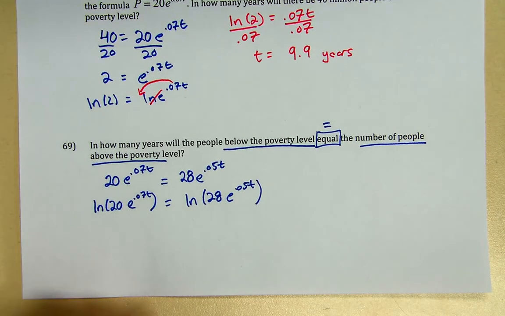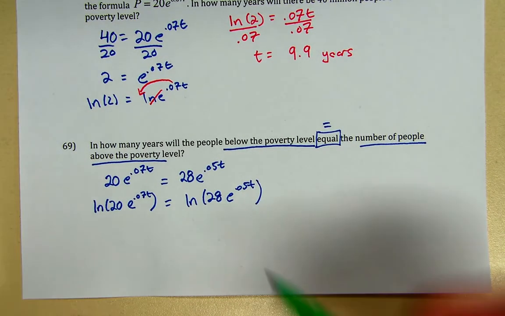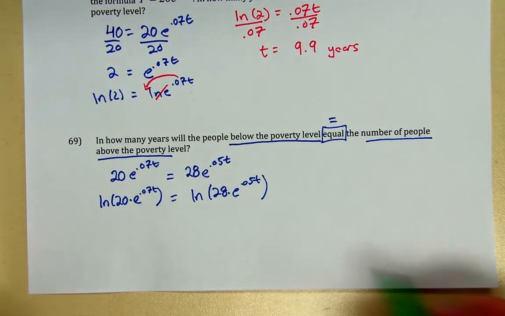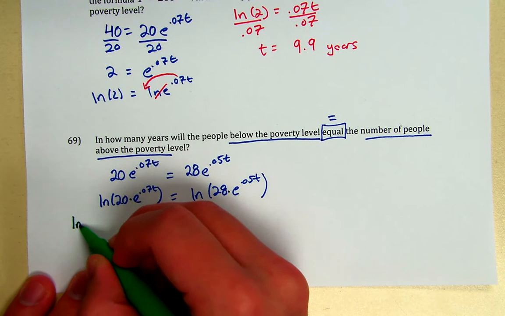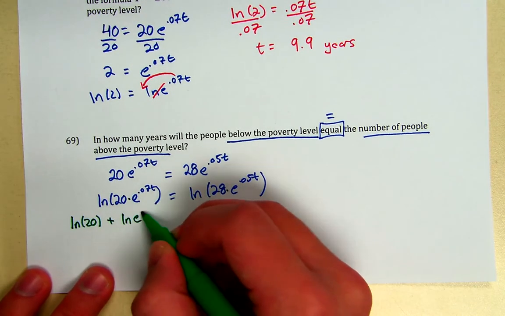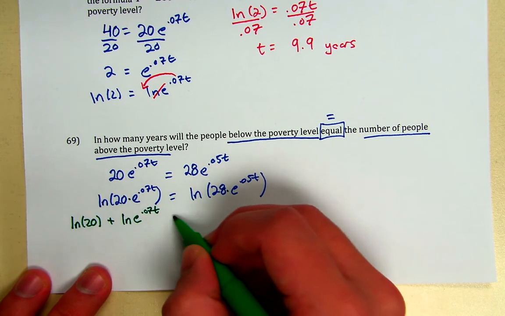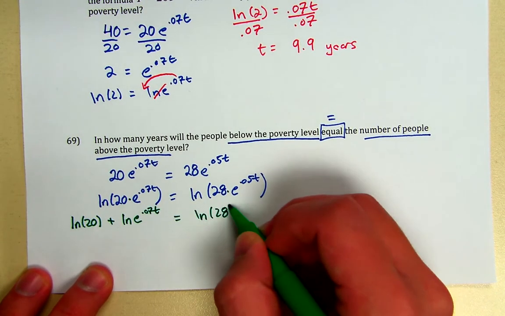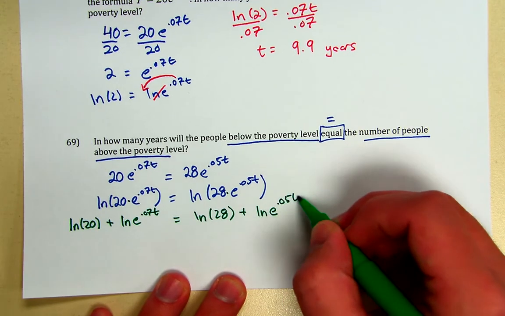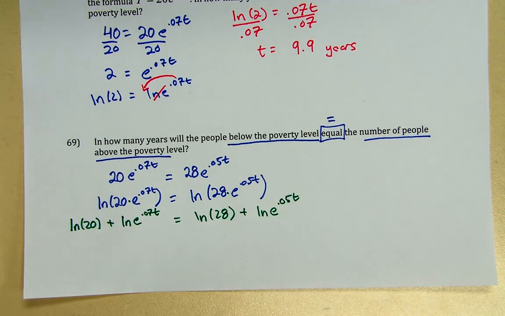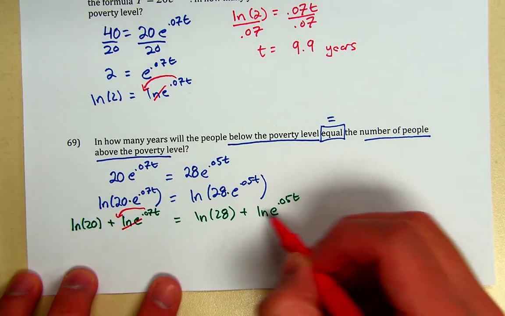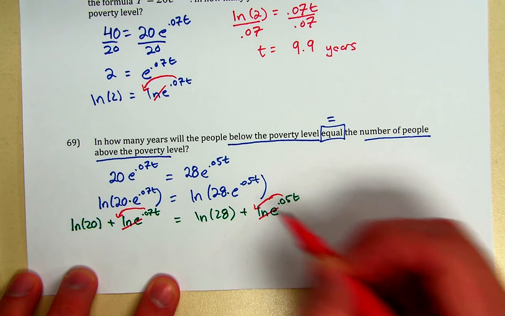Now you should realize in here that there is a product going on. Because there's a product, we can pull these apart. So go ahead, pull it apart. We get the natural log of 20 plus the natural log of e^(0.07t) equals the natural log of 28 plus the natural log of e^(0.05t). And now you should be saying, hey, I have natural log of e. I can get rid of that and bring the power down. Same thing on the other side, bringing the power down.